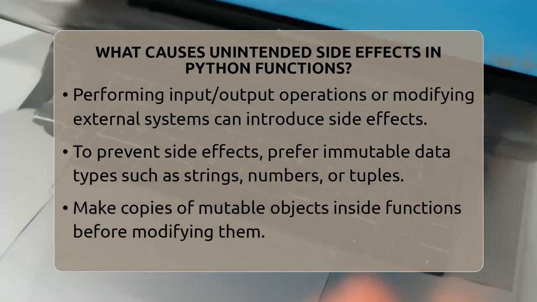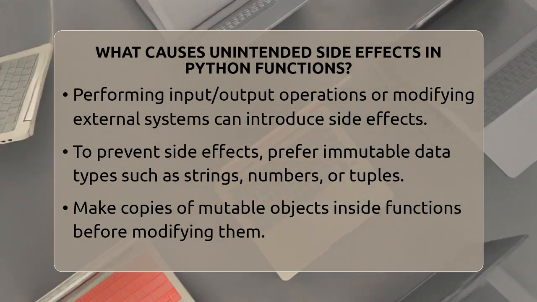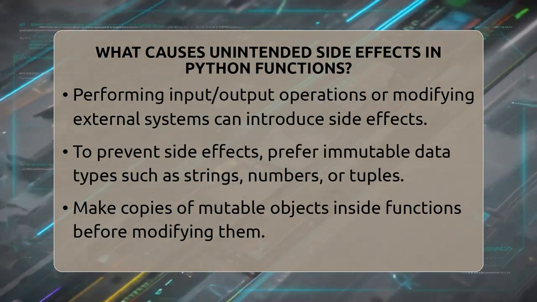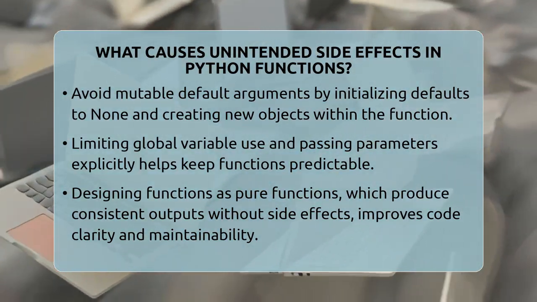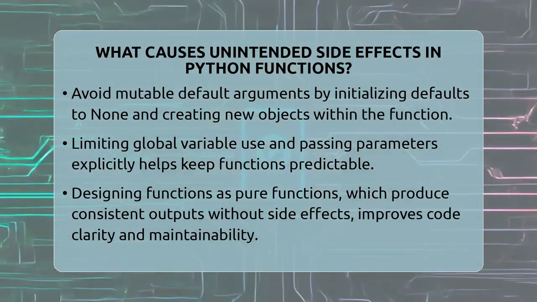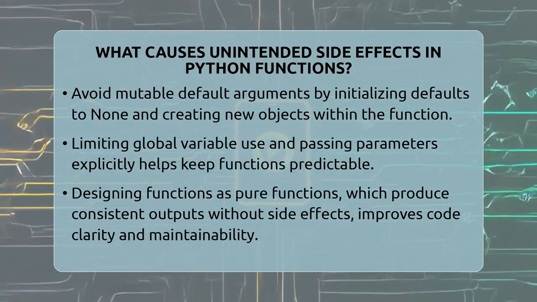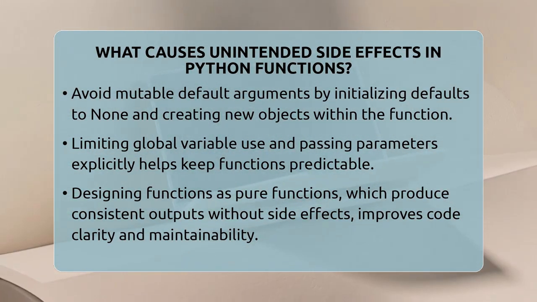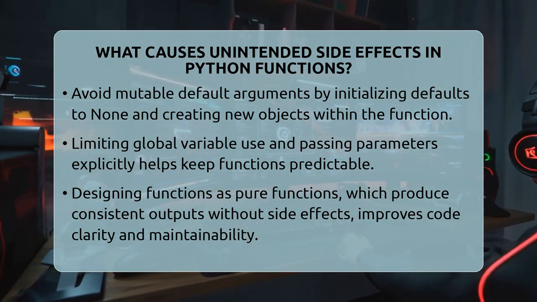To avoid these issues, use immutable data types like strings, numbers, or tuples whenever possible. These can't be changed once created, so they prevent side effects. If you need to modify a mutable object, make a copy inside the function before making changes. Also, avoid mutable default arguments by setting defaults to None and creating new objects inside the function. Limiting the use of global variables and passing parameters explicitly helps keep functions predictable.